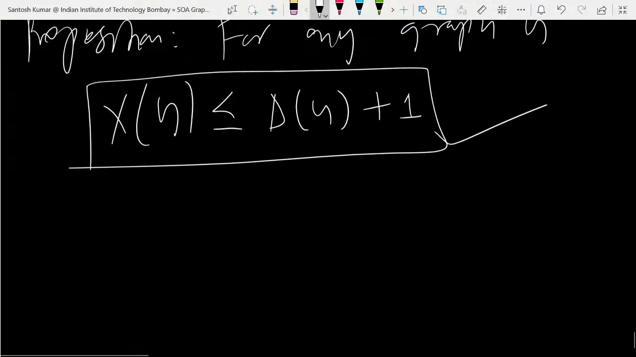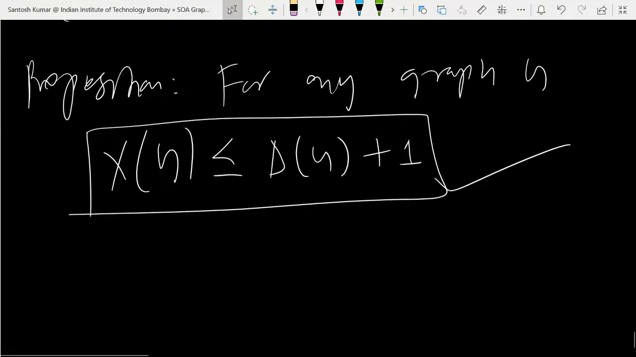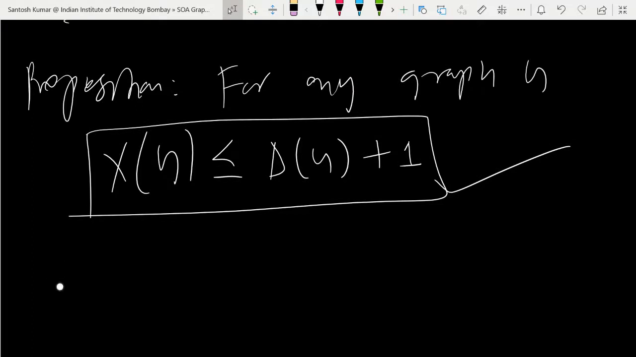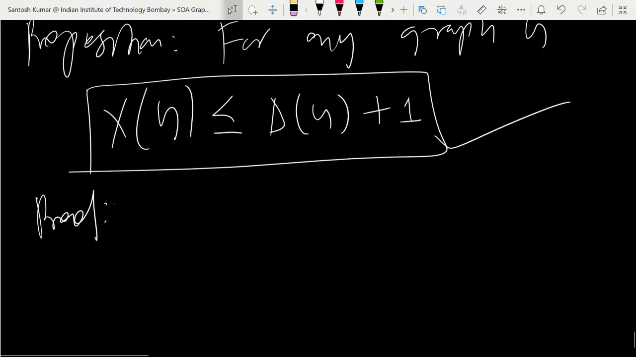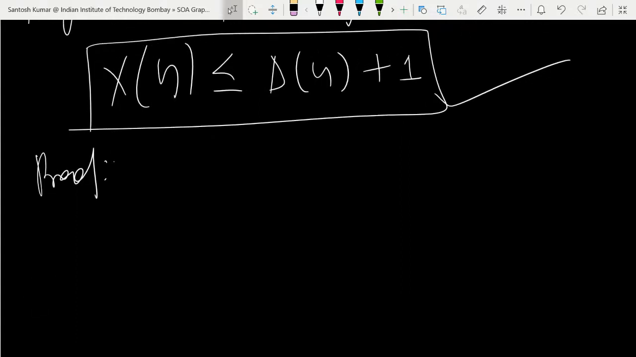So this is the proposition, and if you want to prove this, you can prove it easily using an algorithm. You can just give your argument to convince them. Chromatic number is the minimum number of colors required, and delta is the degree. The degree of a graph is the maximum degree of a vertex.